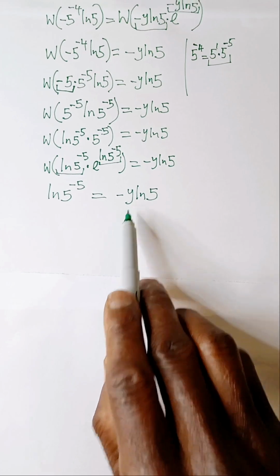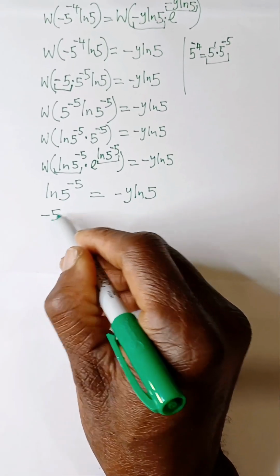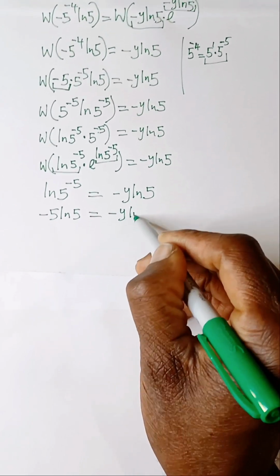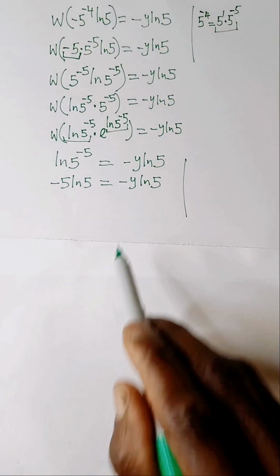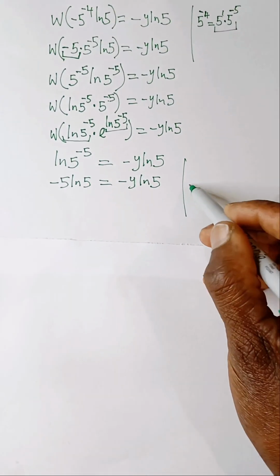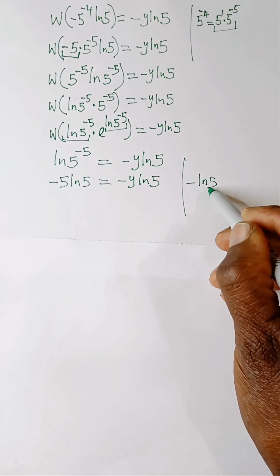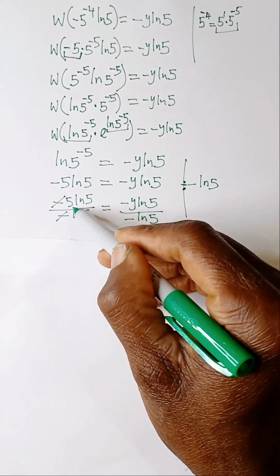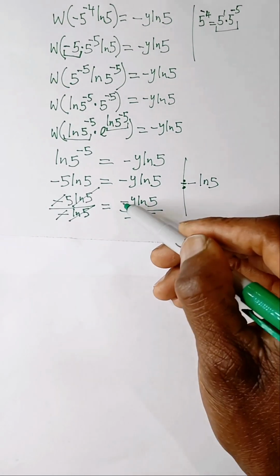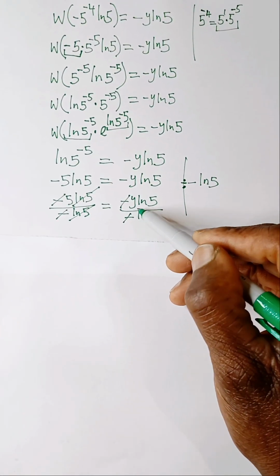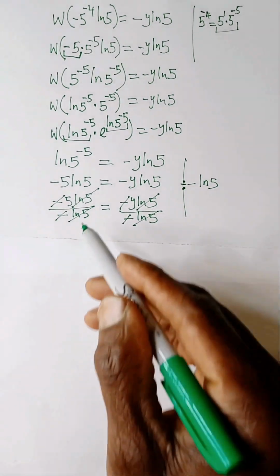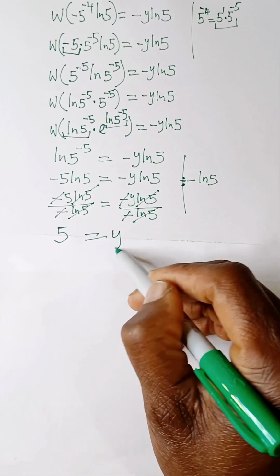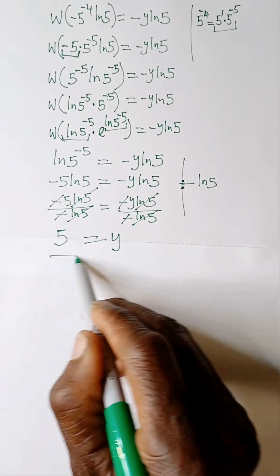Now, let us solve for the value of y. We are going to have minus 5 times the natural log of 5 is equal to minus y times the natural log of 5. Now, let us divide both sides of the equation by minus the natural log of 5. Minus will cancel with minus. Natural log of 5 will cancel with natural log of 5. And here, minus will cancel with minus. Natural log of 5 will cancel with natural log of 5. On the left hand side, we will be left with 5. On the right hand side, we will be left with y. We have that y is equal to 5.